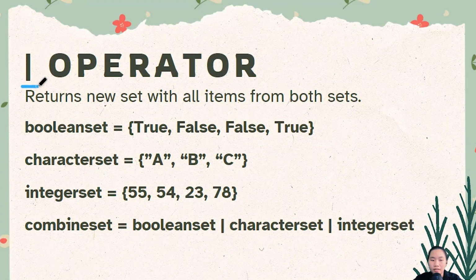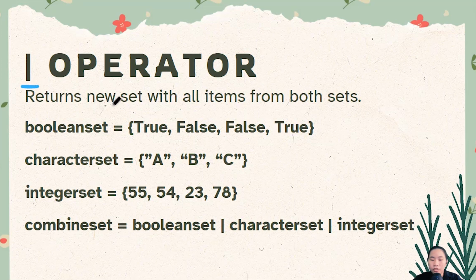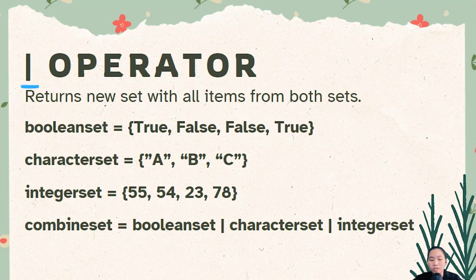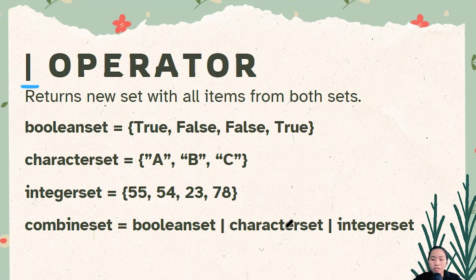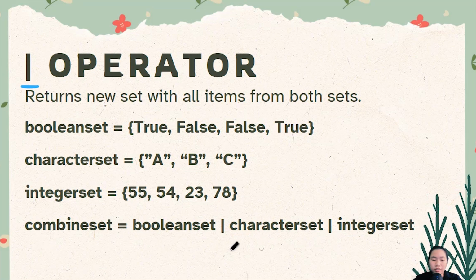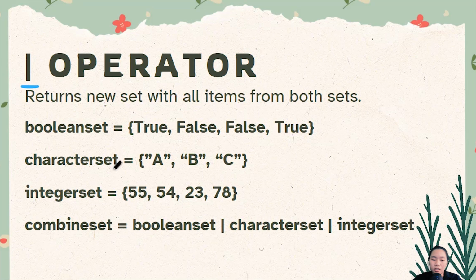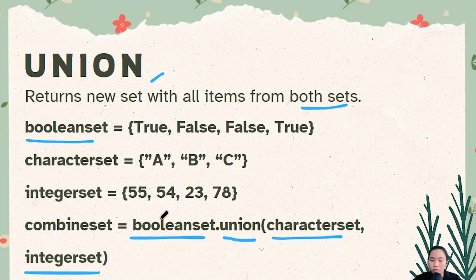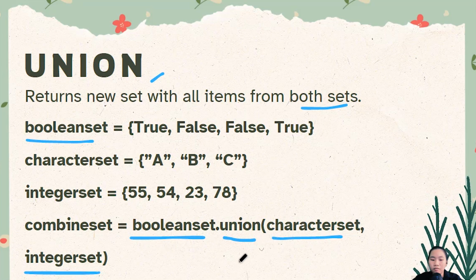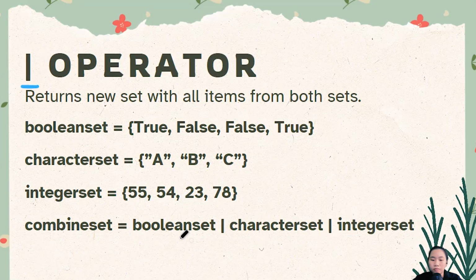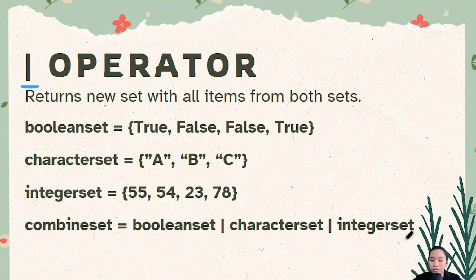Now, let's take a look at this operator. It will return a new set with all items from both sets. It works very similarly. You can say that it works the same as union. It gives you a shorter syntax to work with, right? This looks neat, this looks clean, very short, very simple. Once again, Boolean set, character set, integer set. Instead of writing Boolean set dot union, and whatever values of a set that you want to add in between these parentheses, you can go Boolean set, this operator, character set, this operator, and integer set.